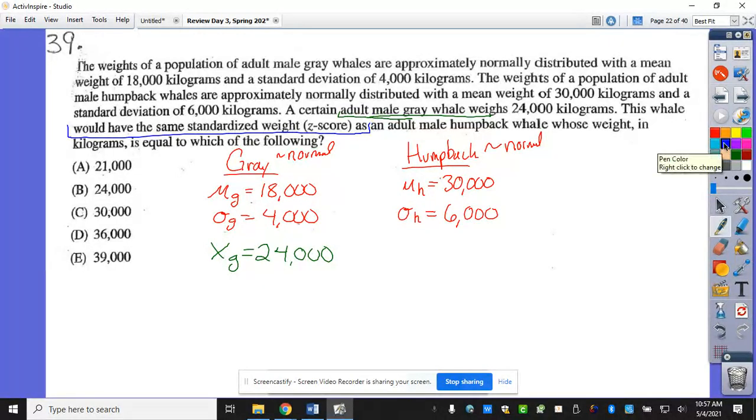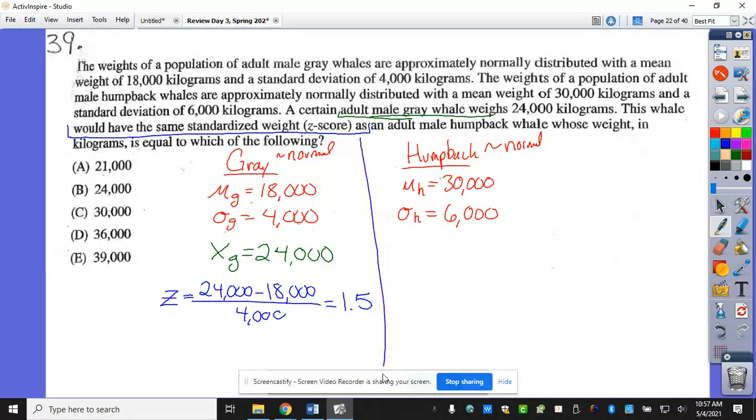So I can now switch all of this to a z-score. What's my general equation for z-score? X minus mu over standard deviation. So my x is 24,000, my mu is 18,000, divided by 4,000. Well, that gives me 6,000, and 6 divided by 4 gives me 1.5. So now it's just saying a z of 1.5 would give you what value if we were talking about the humpback males. So I know my z is 1.5. Now what is my x? 1.5 times 6 gives me 9, and we end up getting 39,000.